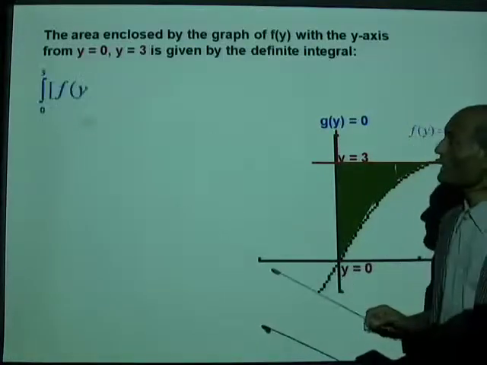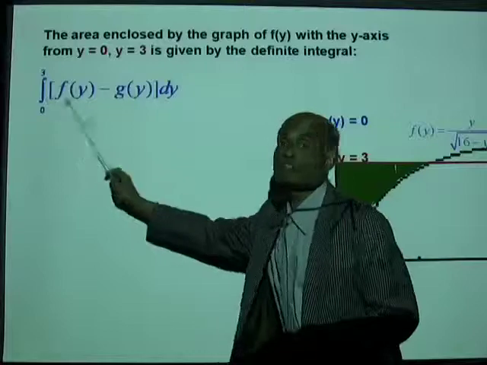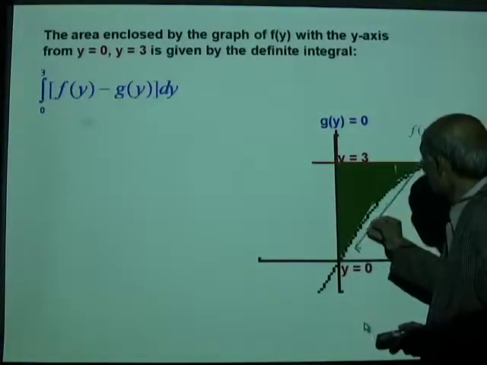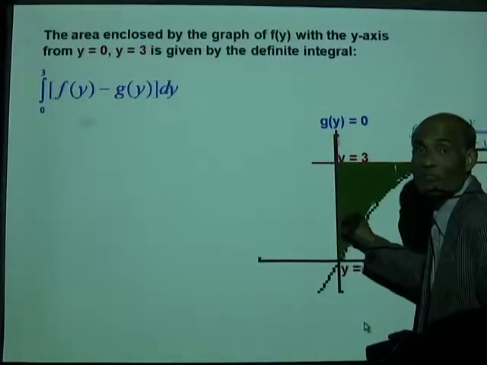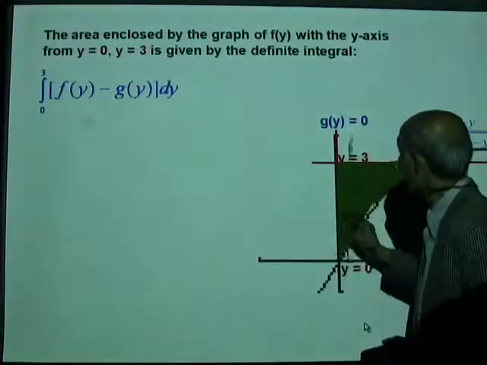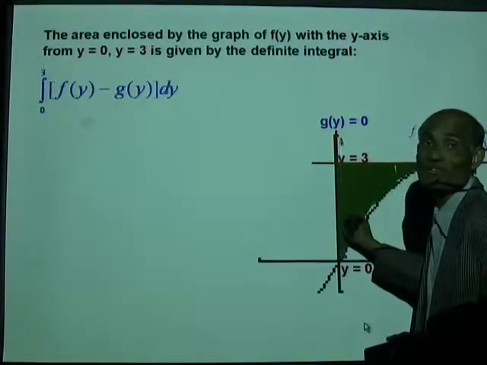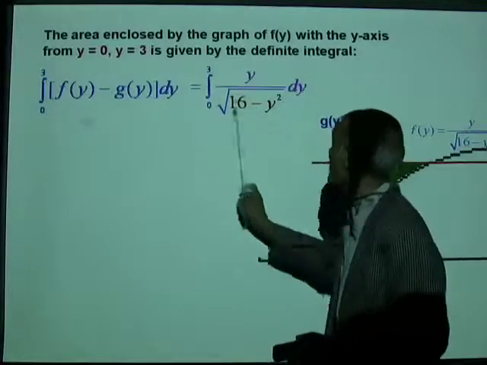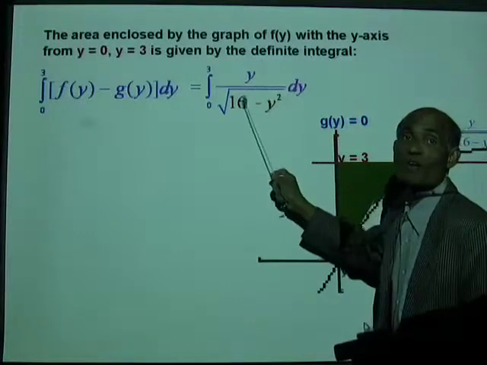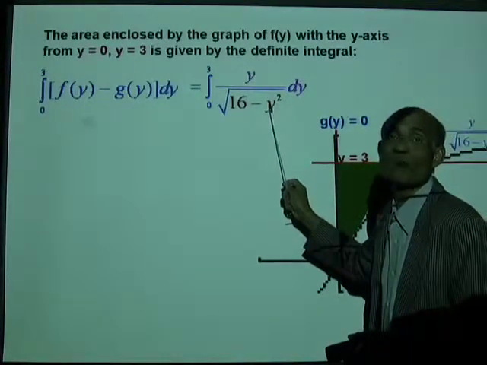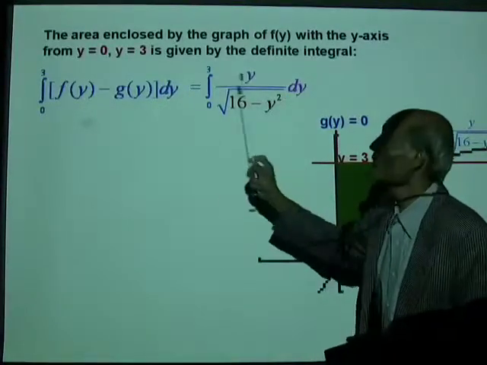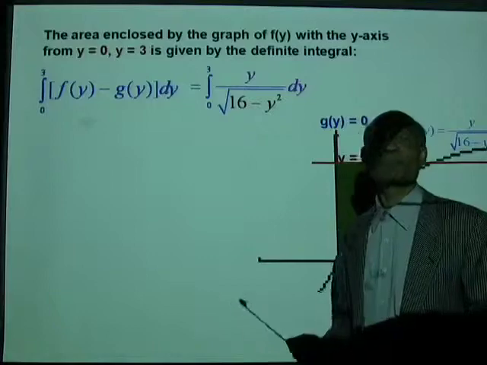Alright. So that will be integral 0 to 3 along the y-axis, right function minus the left function. The right function is our f of y. The left function is our g of y equal to 0. So that will be integral 0 to 3 of f of y, y over square root 16 minus y squared dy, minus g of y. I did not write that there because that g of y is 0.